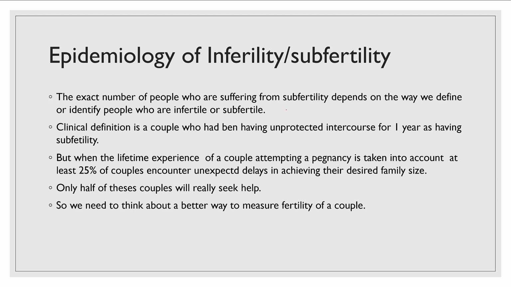Same with subfertility. So if you go by the clinical definition, after 1 year, roughly, if we look at a couple's lifespan, at least 25% of the couples will tell you that they have had some difficulty in achieving their desired family. They may be living with 1 child or 2 children, but they may have wished for more. They may have attempted but given up on the way because they were not successful. So those are also people with subfertility, maybe secondary subfertility.